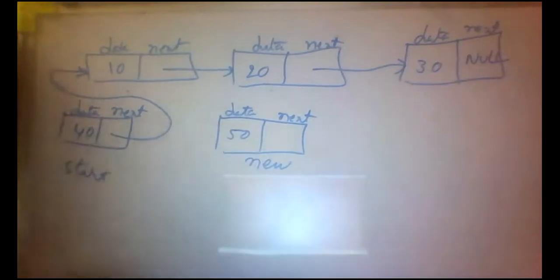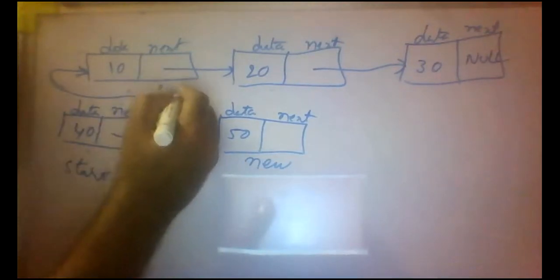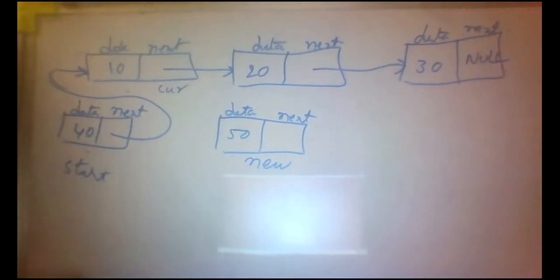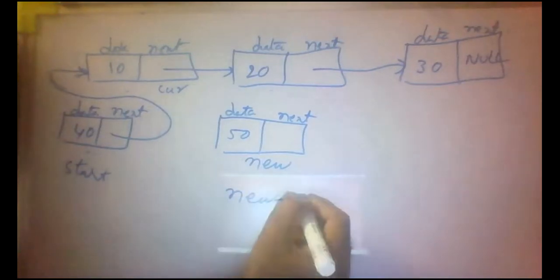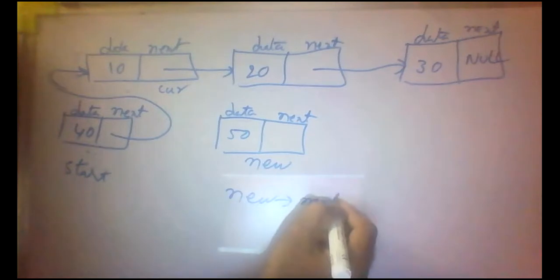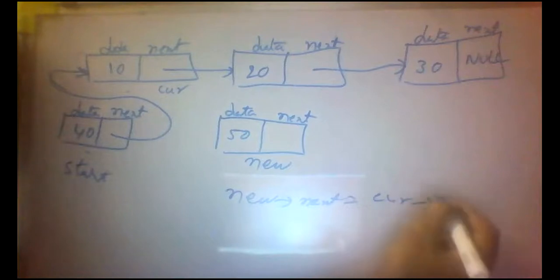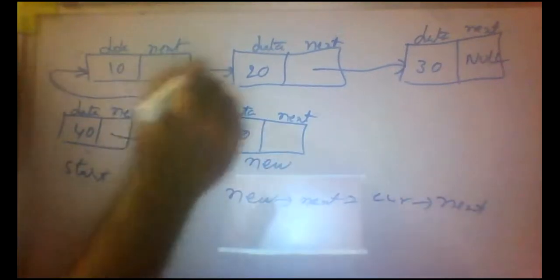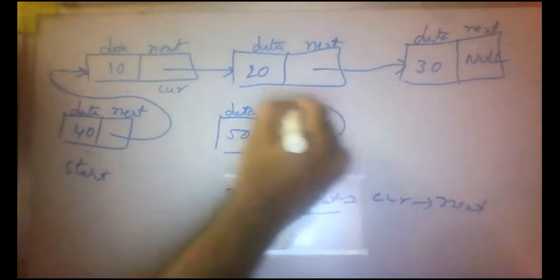New node to data equal to 50. Then new node to next equal to, for example, after which element you want to insert, after 10. Then current next here, 1, 2. Then current position equal to here. Clear all of you? Then new node to next equal to current to next. Which address? Current to next equal to this address. The address is assigned into this new node to next.